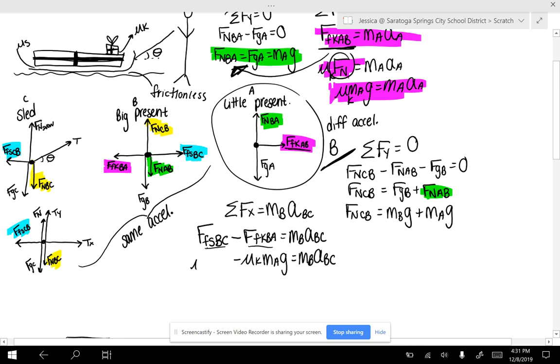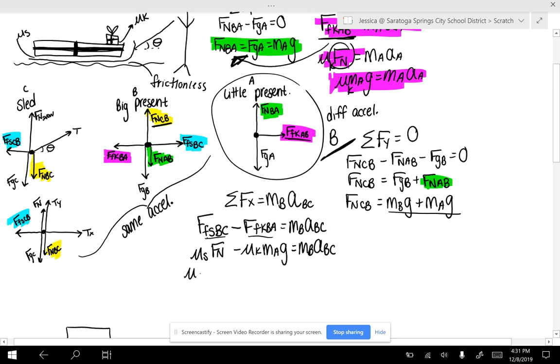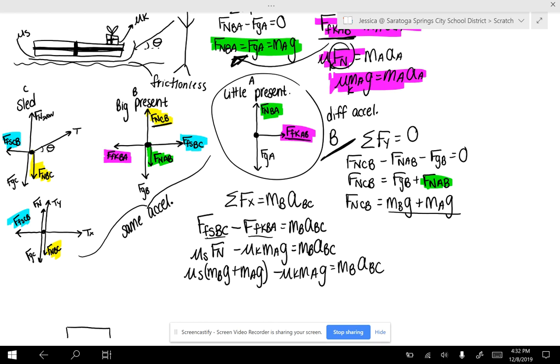This force of static friction is the coefficient of static friction times the normal force on B. The normal force on B, which we just solved for, is the forces of gravity of the two presents. So mu_S times (m_B g plus m_A g) minus mu_K m_A g equals m_B a_BC. Depending upon what I know, I could solve for a couple of different things here. But we're not solving for anything in this. We're just going through how to approach the problem.